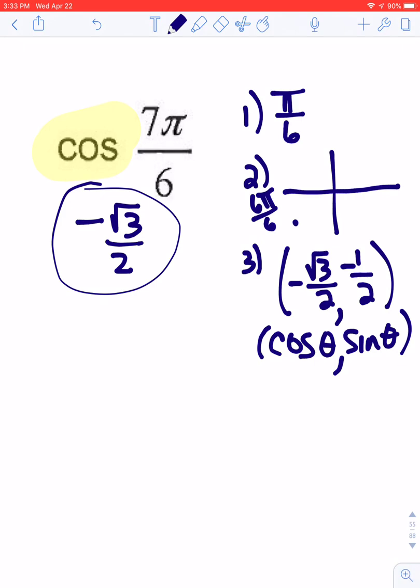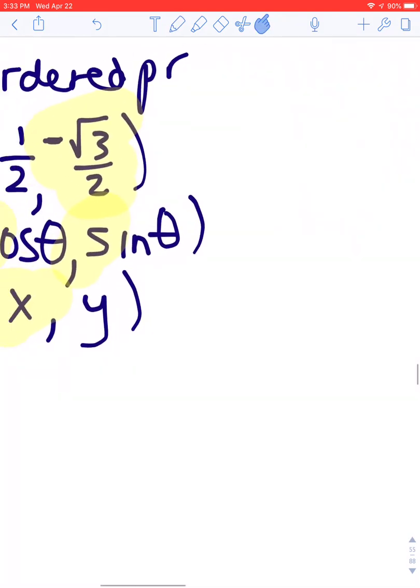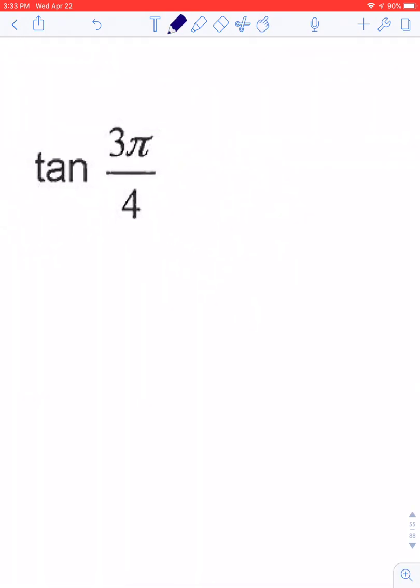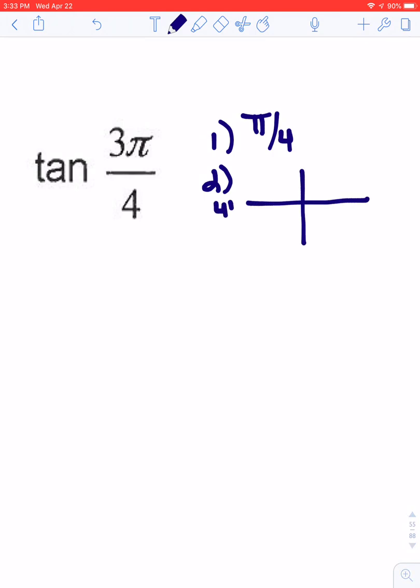Okay. The next question, number 3, asks us for the tangent. We're going to have to do a little bit of work on this one. We first figure out what family it belongs to so we can steal that ordered pair. We're going to figure out the quadrant it's in, and you could use your road map, or you might know that it's in the second quadrant. And then we're going to get our ordered pair.